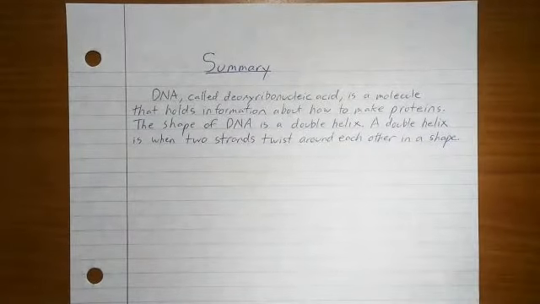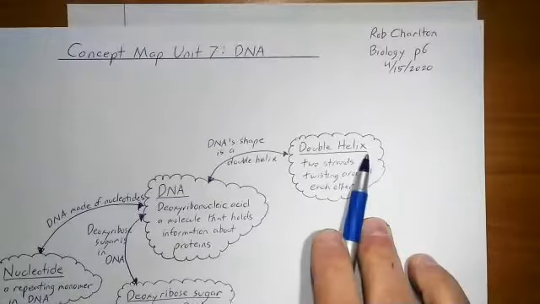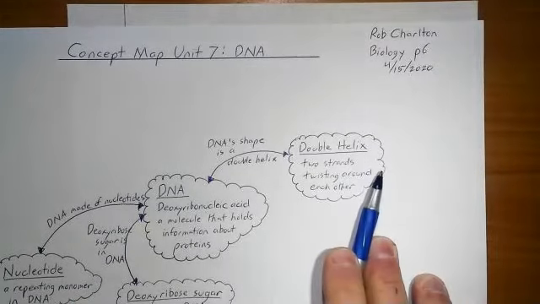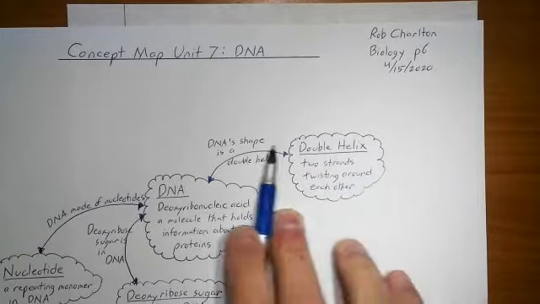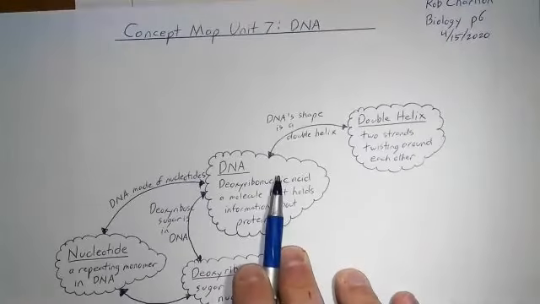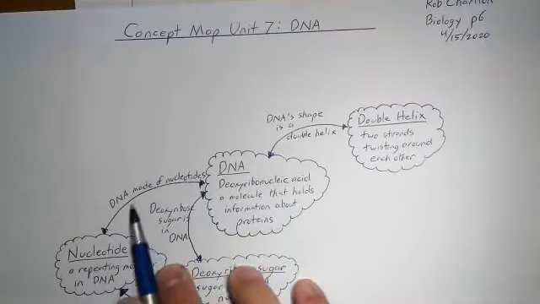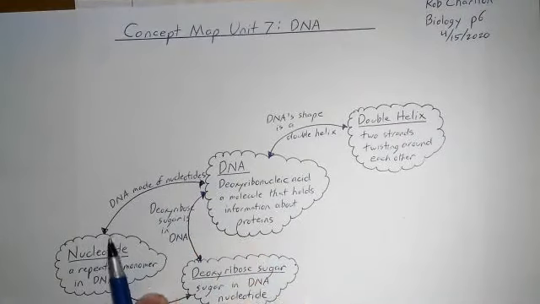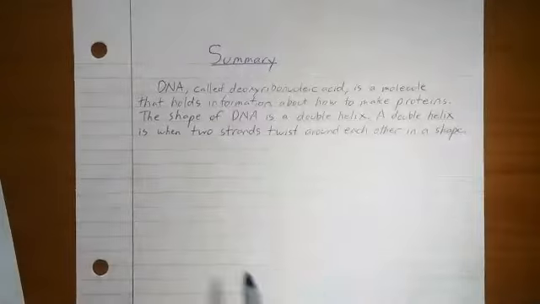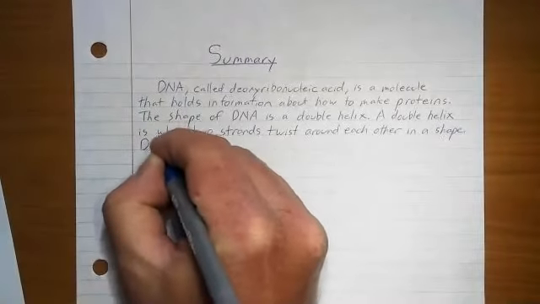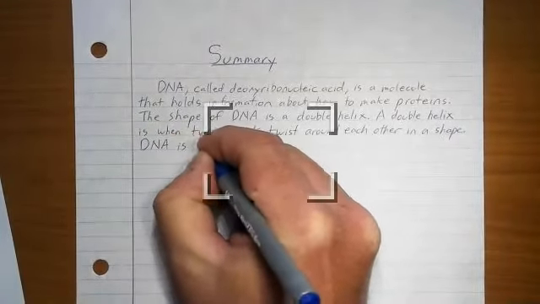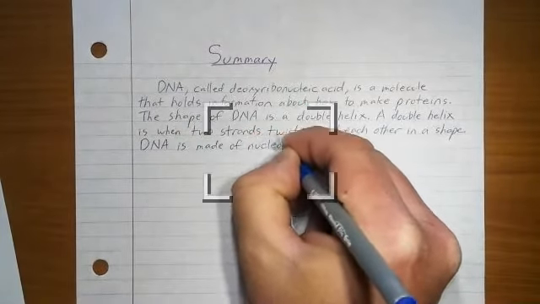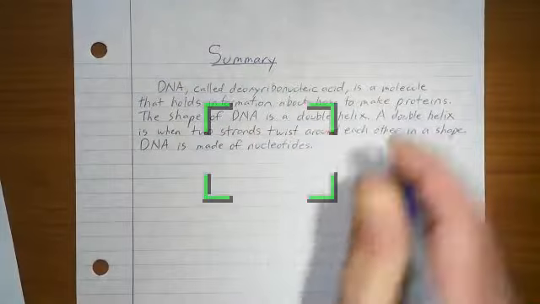All right. Where do we go from there? Well, if I had more connections off double helix, I would go that way. But I hit a dead end. So where do you go? I would go back to where I last connected, and I would go to another connection. So DNA is made of nucleotides. I'm going to follow this connection here. DNA is made of nucleotides. Good.